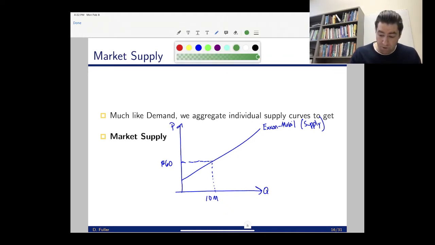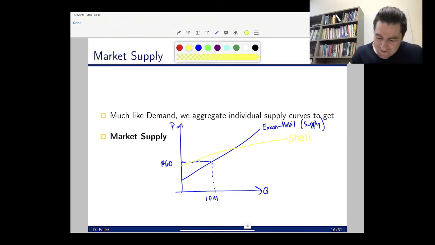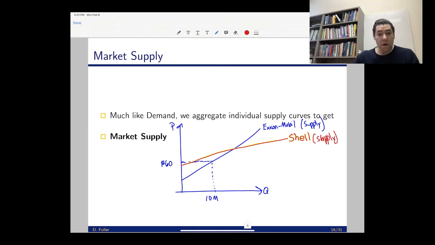So I could draw another firm. Well, let's make them yellow for Shell. So we'll start Shell up here. Hopefully you can see that. My color choice maybe isn't the best here. Let me switch that. I wanted it to be so cool with Shell being yellow, but maybe you can't see it, so I'll trace over it here in red. So here is the supply curve for Shell. This is supply. All right, so at a price of $60, let's say they're willing to supply 4 million barrels of oil.